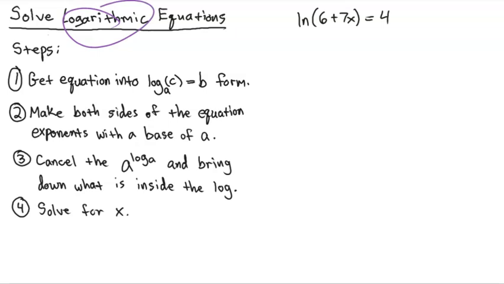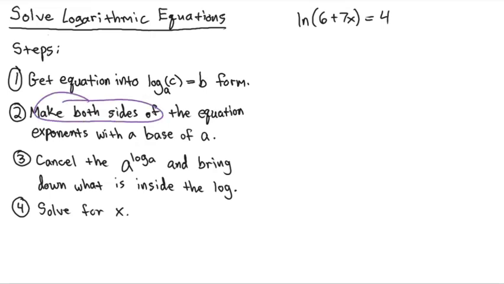How do I know it's a logarithmic equation? Well, it has the word log somewhere. ln counts as the word log, and it has an x inside of the logarithm. The first step is to get the equation into log base a of c equals b form, and we have that here. In this case, a is e, because log base e is natural log. And then c is what's inside the logarithm, equals, and then b in this case is 4. And so it's in the correct form.